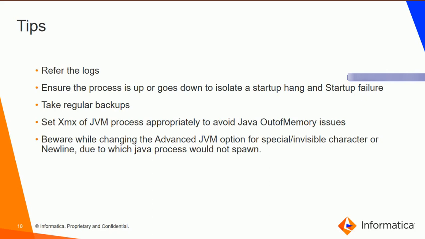Then comes the caution while changing the advanced JVM options: beware of special invisible characters. I have seen multiple times, even in web access sessions with customers, where we provide them a JVM option to resolve a certain issue, or maybe a custom property which has to be added as a JVM option, and the DIS does not come up, the MRS does not come up, because the Java process was not triggered properly, because there was a new line character. The entire command is marked as complete at the place where you get a new line, and the next part goes as a separate command to the shell, and that's where the problem comes.